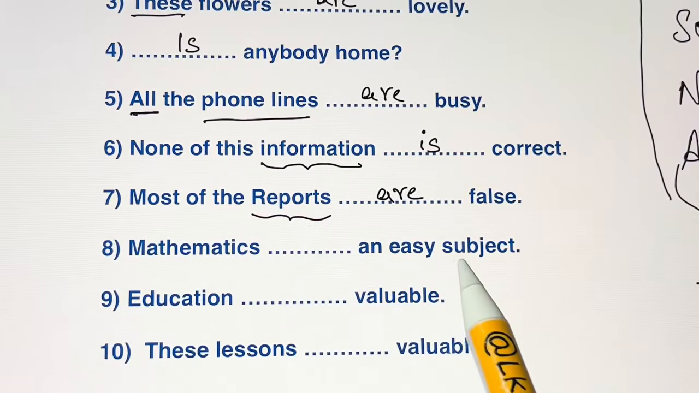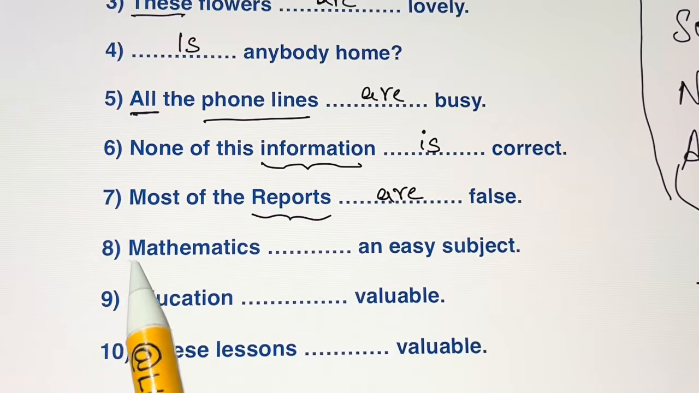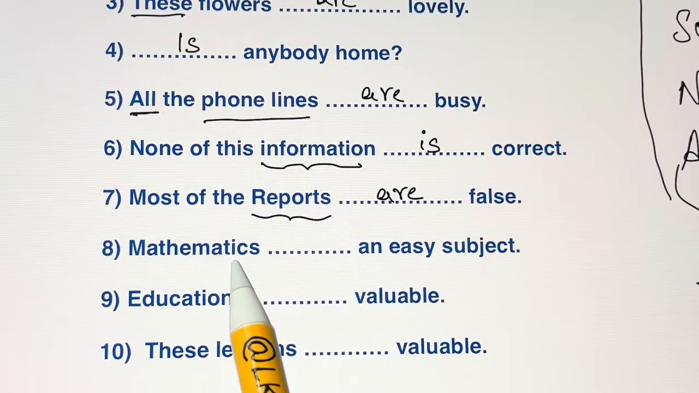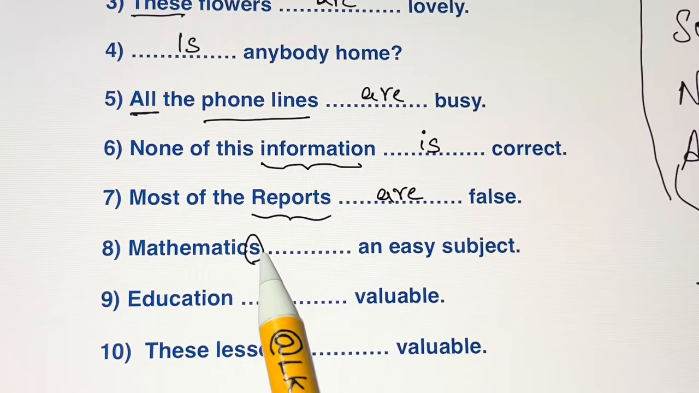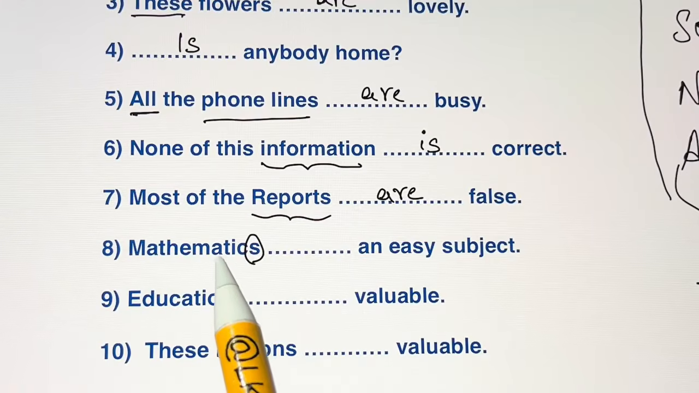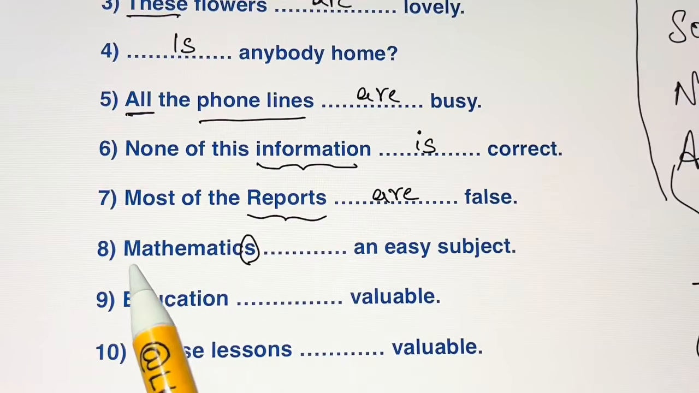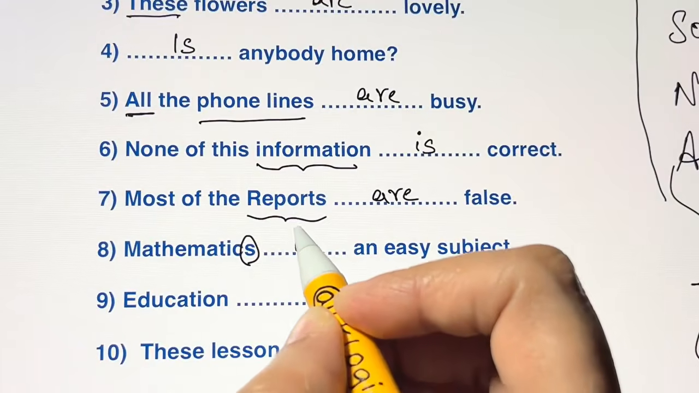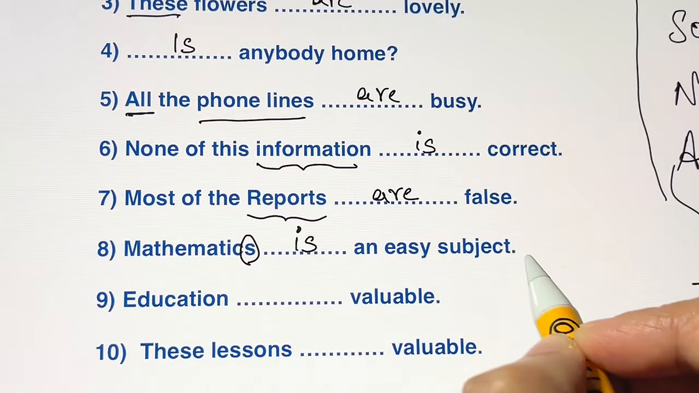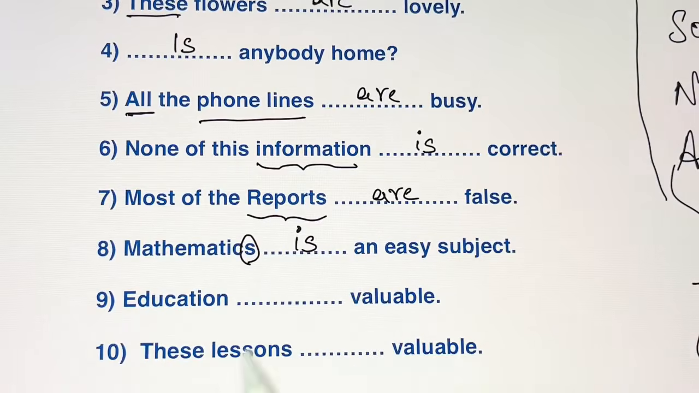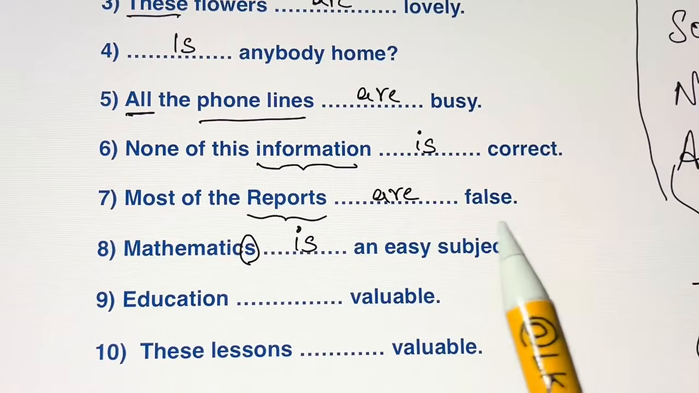Mathematics blank an easy subject. Now remember guys, whenever you have mathematics, economics, French, English, all the subjects are non-count nouns. Even though they have s at the end, we still say maths is easy. We use a singular verb with that because it is an uncount noun. So mathematics is an easy subject. Whether you have s or no s, we use is with that. Any subject, mathematics, economics, French, English is an easy subject.